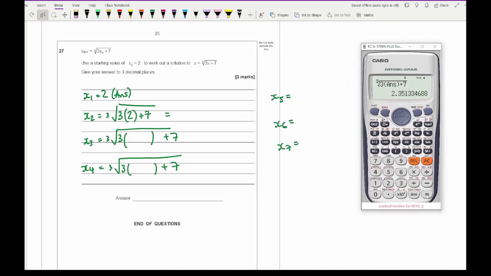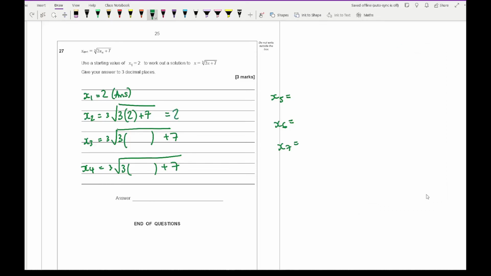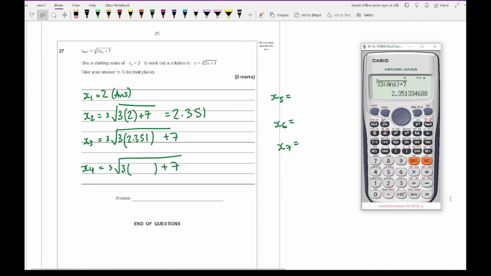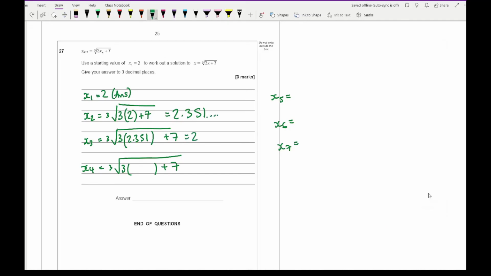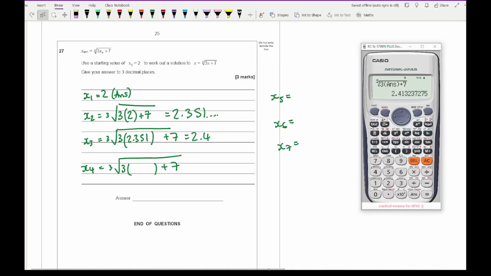So press equals and it gives me 2.351. We want 3 decimal places, so 2.351. Then from this, I enter that value in. But if I've done it on my calculator, I'm just going to be clever and press equals again. So I've got 2.413.